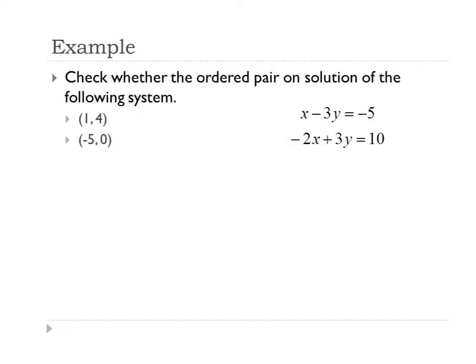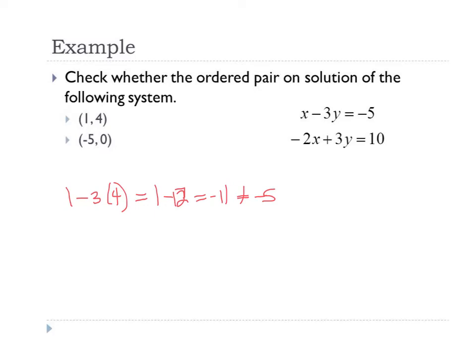The first thing we're going to do is check to see if these ordered pairs are a solution to the system. We're going to check them one at a time. They must work in both. So if it works in the first one, you have to try it in the second one. If we try 1, 4 in the first one, we get 1 minus 12, which is negative 11. That's not negative 5. If it doesn't work in the first one, you don't need to try it in the second one.